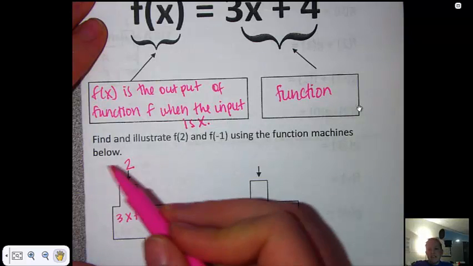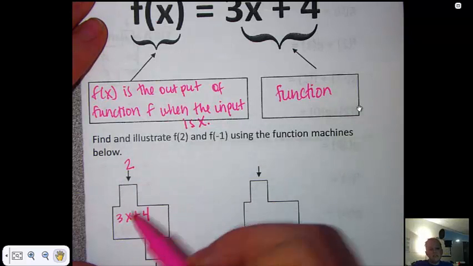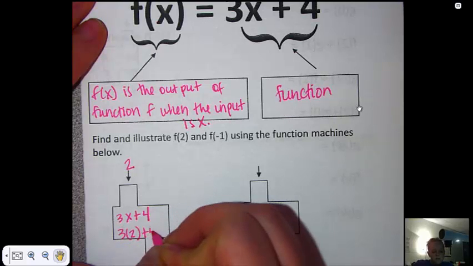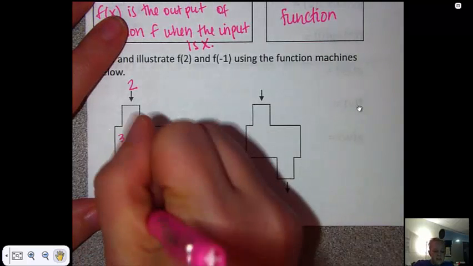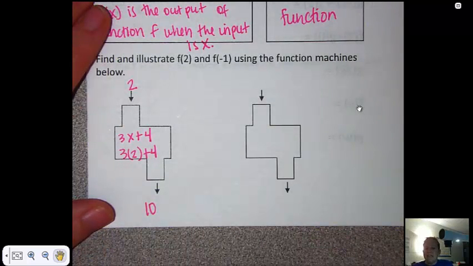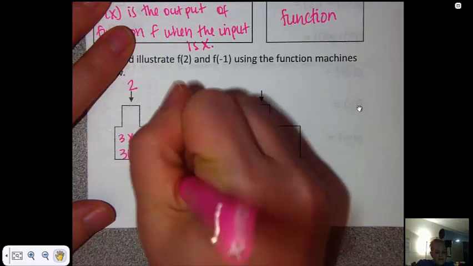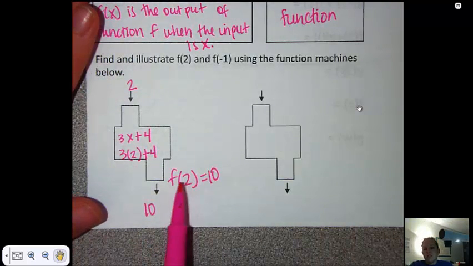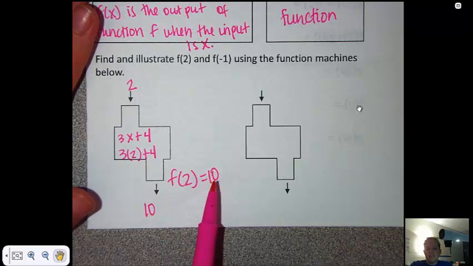So x has been replaced with 2, so what am I going to do? I'm going to replace x with 2. And 3 times 2 is 6. 6 plus 4 is 10. So my output will be 10. So I know that f of 2 equals 10. Whenever I plug 2 into my function, my output is 10.